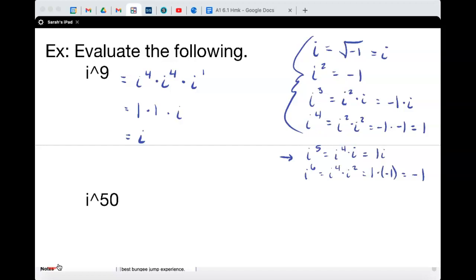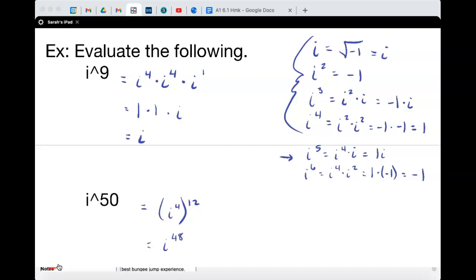So how many times can 4 go into 50? A couple times, yeah. I just want the whole number, so i to the 4th. 4 goes into 50 you said 12.5 times, but I'm just going to say 12 times so I have a whole number. Then if you remember the properties of exponents, 4 and 12 multiplies to be i to the 48, basically.